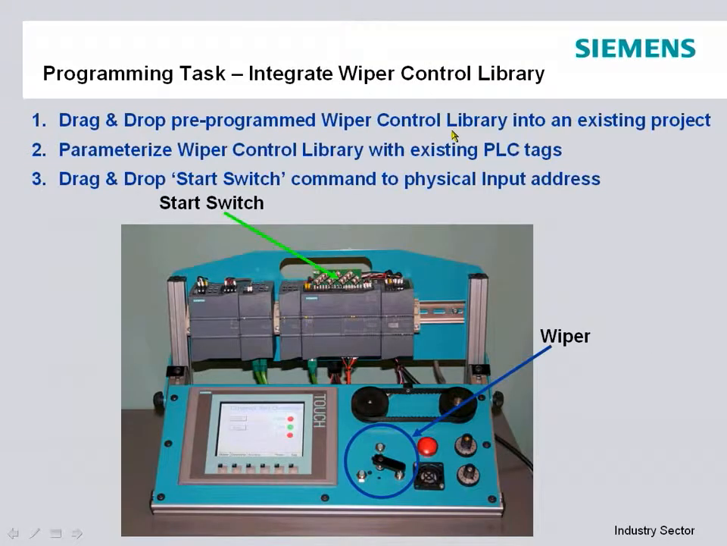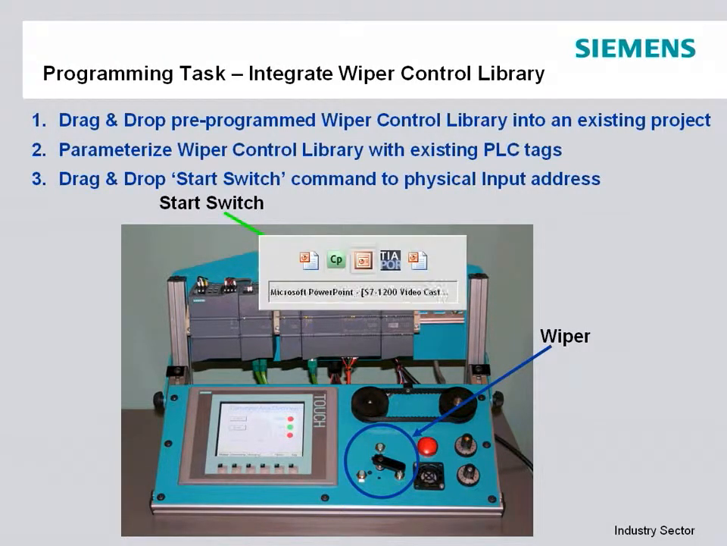For our programming task today, we're going to integrate this wiper control shown down here that goes back and forth across these three proxes into our existing project from part 1 of the webinar series. We're going to drag and drop pre-programmed wiper control libraries from a library repository into an existing project. We're going to show you how easily you can parameterize this wiper control library using existing PLC tags without any typing or syntax necessary. We're going to drag and drop the start switch command signal to a physical input address without doing any other typing or knowing the syntax of the address.